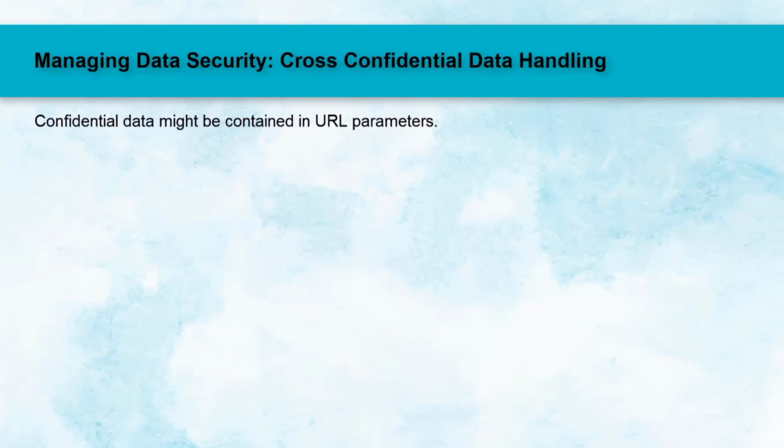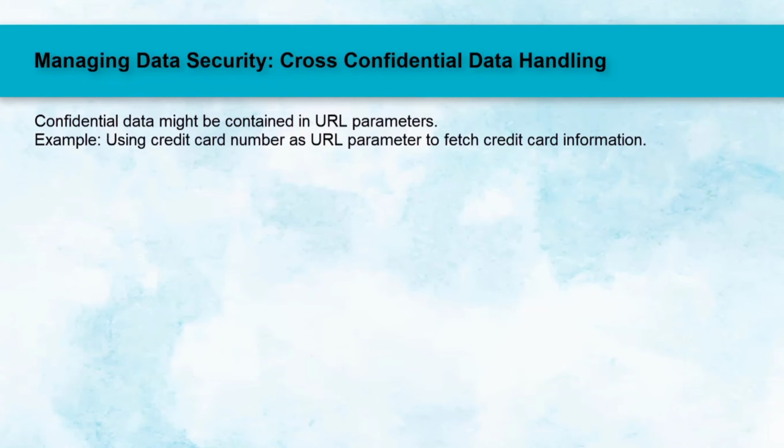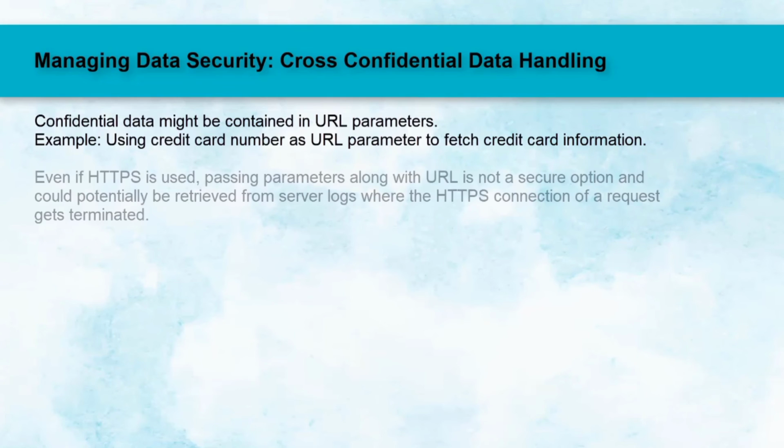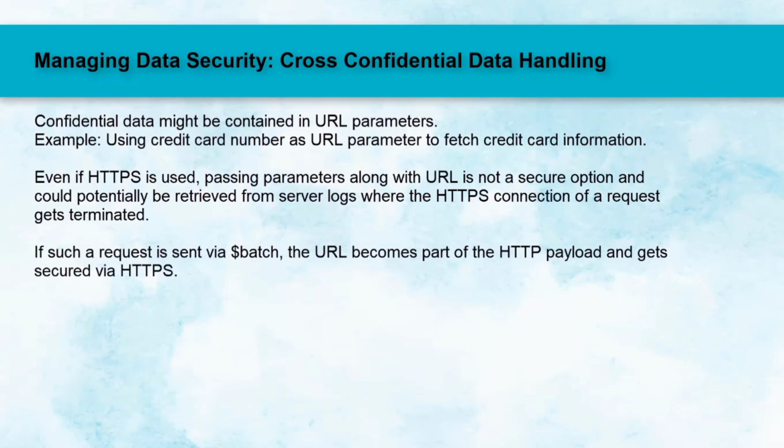In confidential data handling, confidential data might be contained in URL parameters. Example, using a credit card number as a URL parameter to fetch credit card information. Even if HTTPS is used, passing parameters along with the URL is not a secure option and could potentially be retrieved from server logs where the HTTPS connection of a request gets terminated. If such a request is sent via $batch, the URL becomes part of the HTTP payload and gets secured via HTTPS.